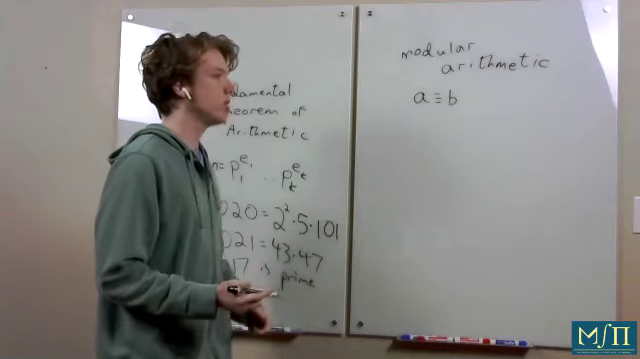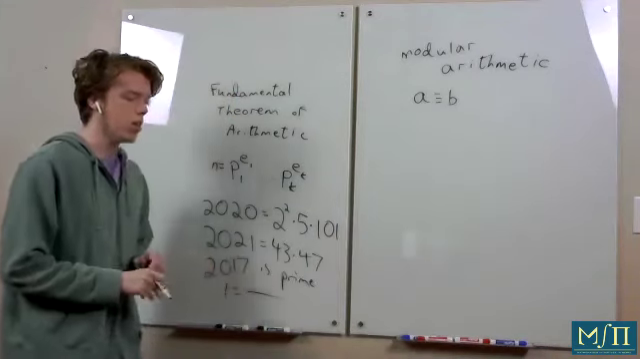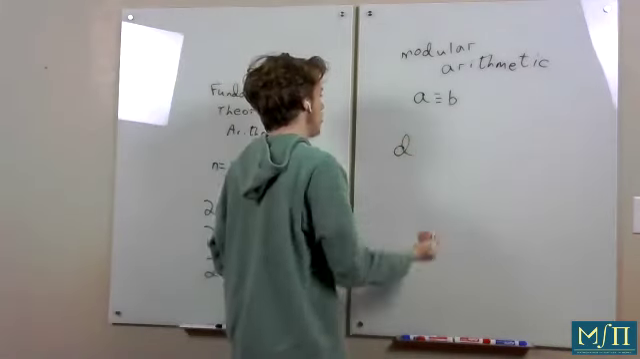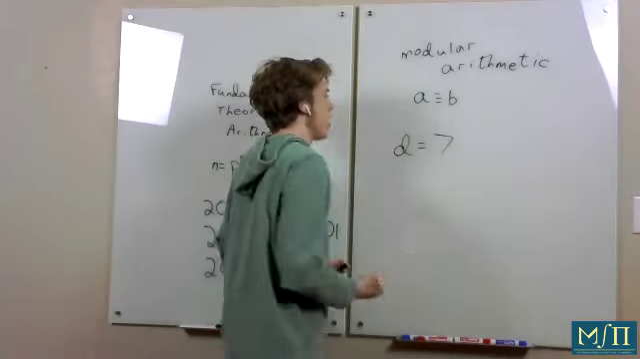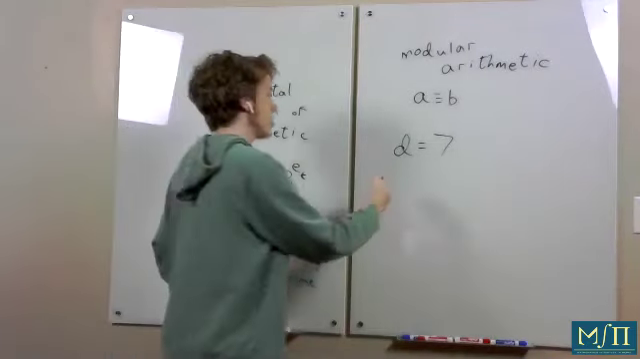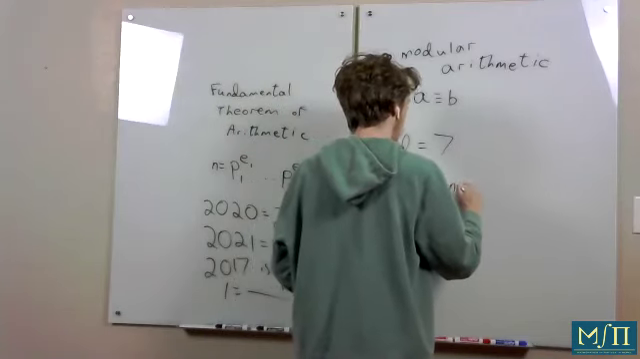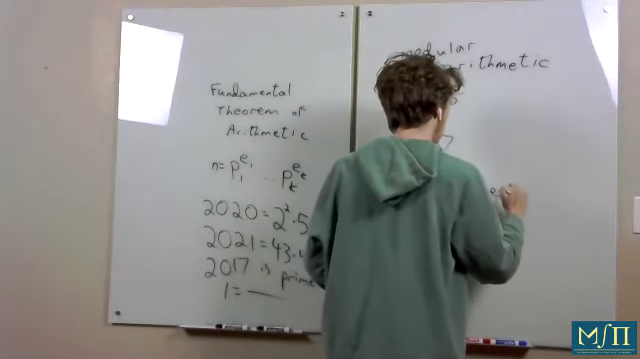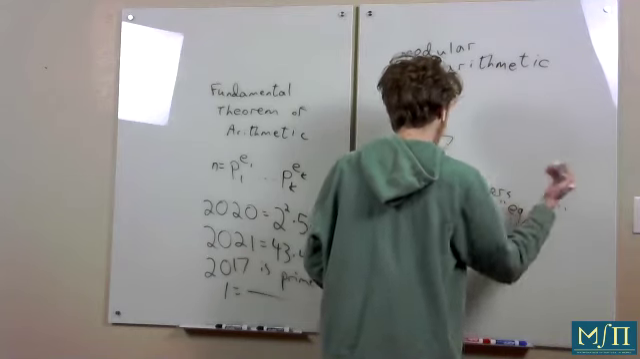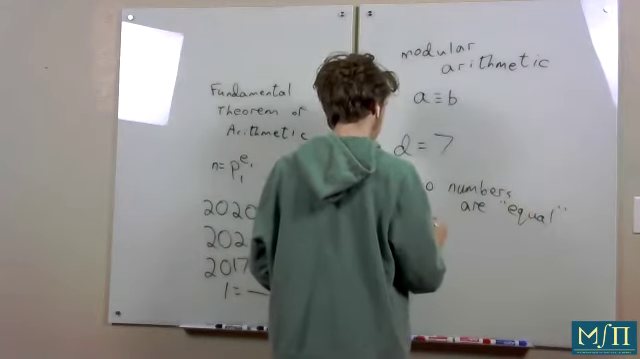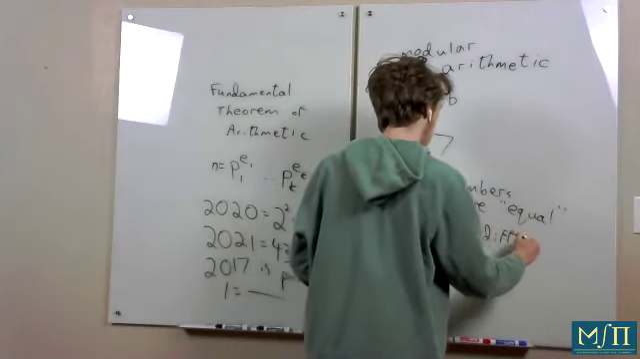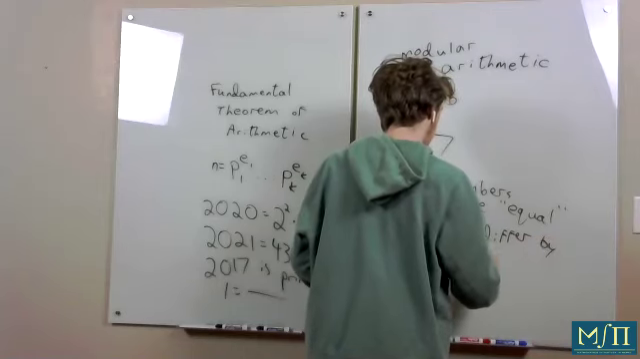Modular arithmetic is basically this idea that if you have some positive integer, say d is 7, then you can say that two numbers are equal if they differ by a multiple of 7.